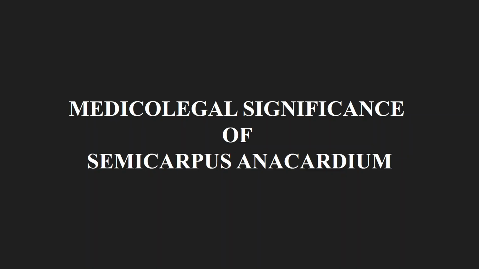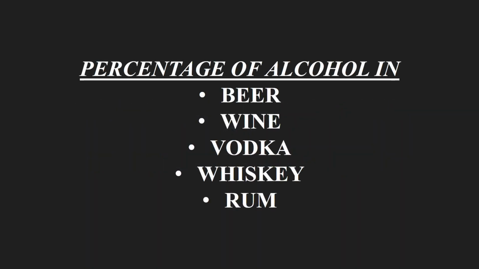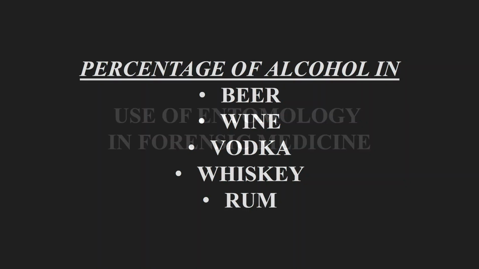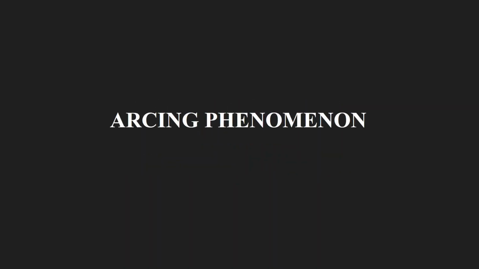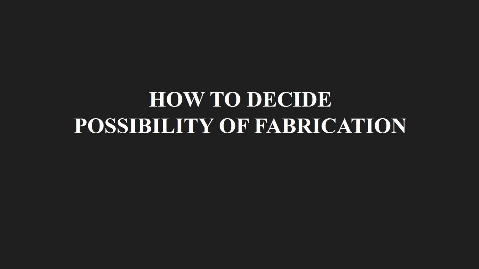What are the 5 symptoms of Jimson weed poisoning? What is the medico-legal significance of semicarpus anacardium? How much percentage of alcohol is present in beer, wine, vodka, whiskey and rum? What is the use of entomology in forensic medicine? Differentiate between dactylography and DNA fingerprinting. What is Arsing phenomena? Define Dangerous Drugs Act. How to decide whether an injury is fabricated or genuine.